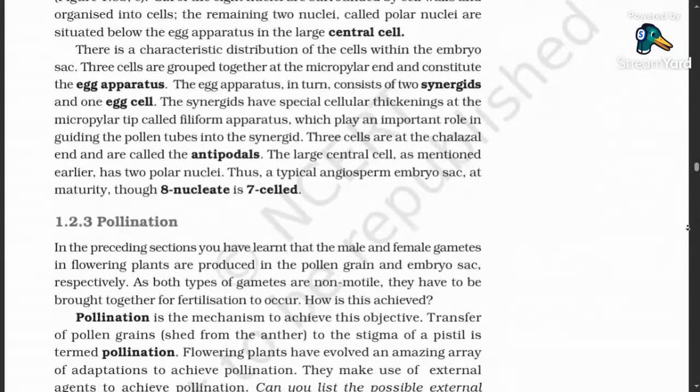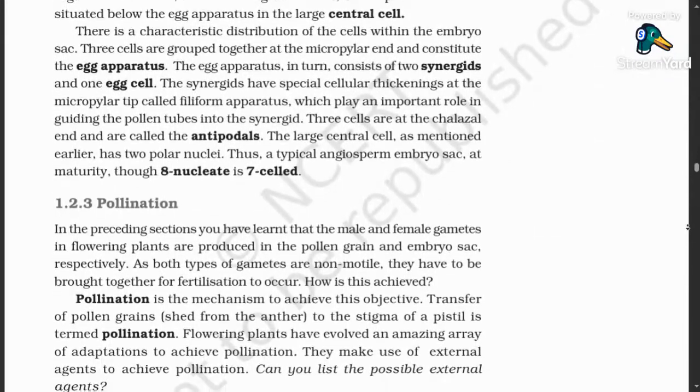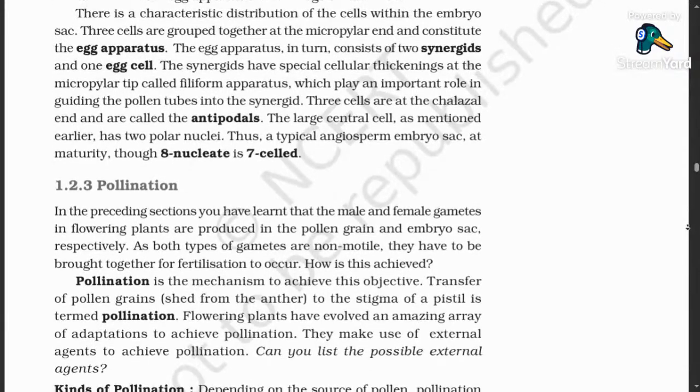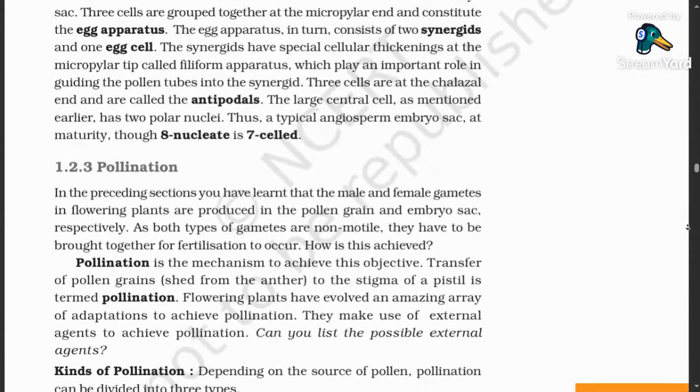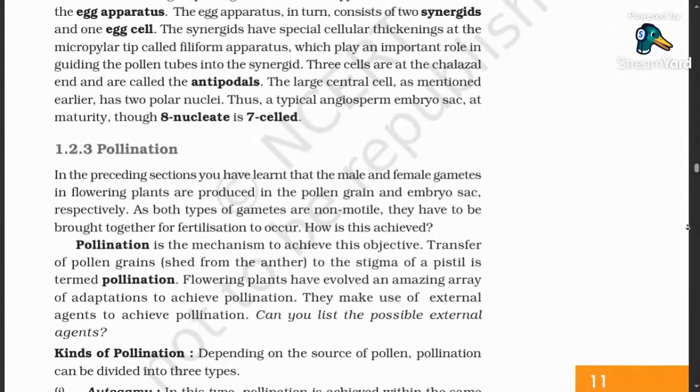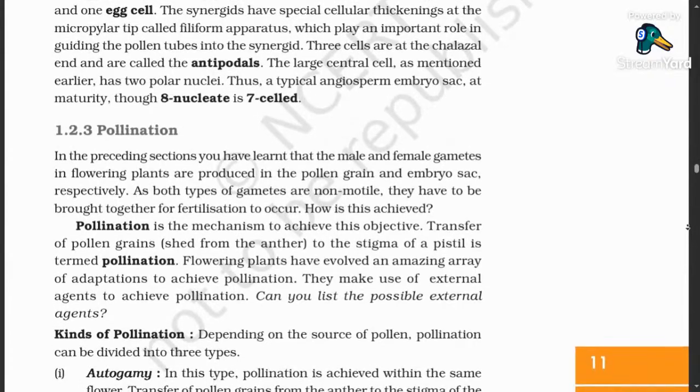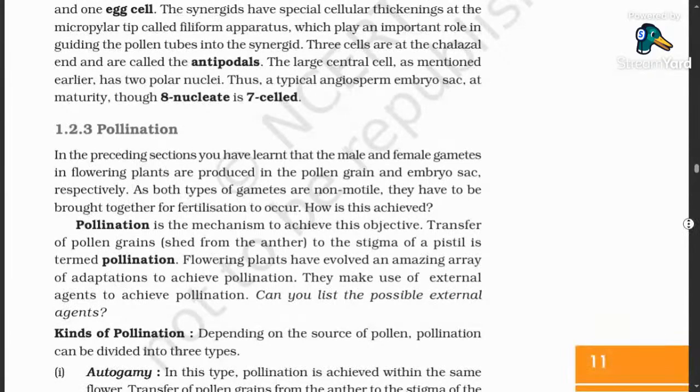Three cells are grouped together at the micropylar end and constitute the egg apparatus. The egg apparatus in turn consists of two synergids and one egg cell. The synergids have special cellular thickenings at the micropylar tip called the filiform apparatus, which play an important role in guiding the pollen tubes into the synergid. Three cells are at the chalazal end and are called antipodals. The large central cell I mentioned earlier has two polar nuclei. Thus, a typical angiosperm embryo sac at maturity, though eight-nucleate, is seven-celled.